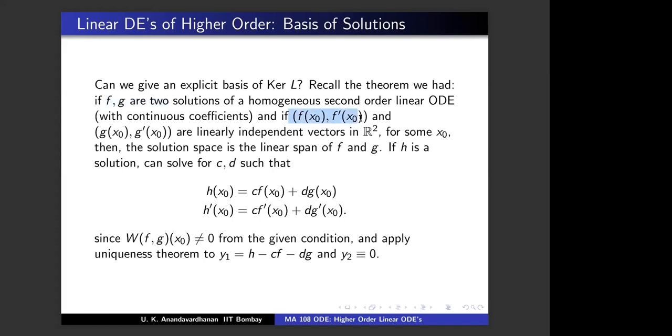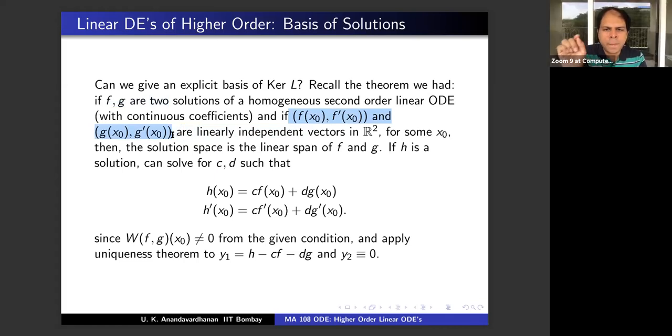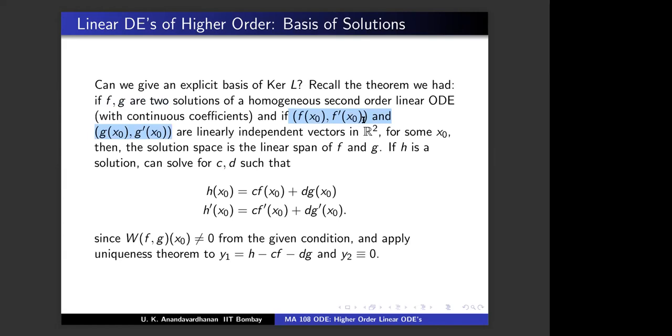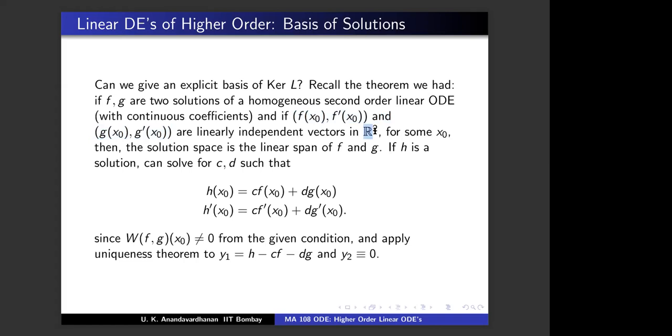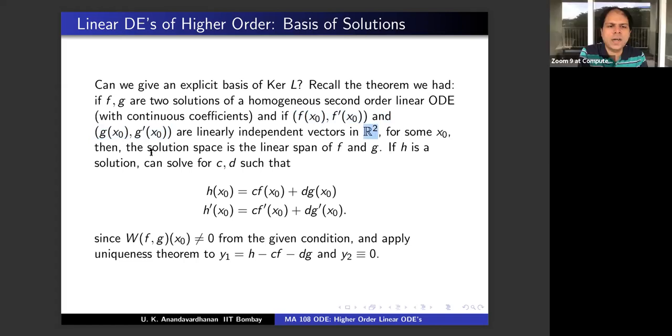And if you come here, what should be your condition? There is some x naught such that the vectors f x naught, f prime x naught, f double dash x naught, g x naught, g prime x naught, g double dash x naught, and one more vector, h x naught, h dash x naught, h double dash x naught, are linearly independent in R3. Then the claim is the solution space is the linear span of f, g, and h. How will you prove it?